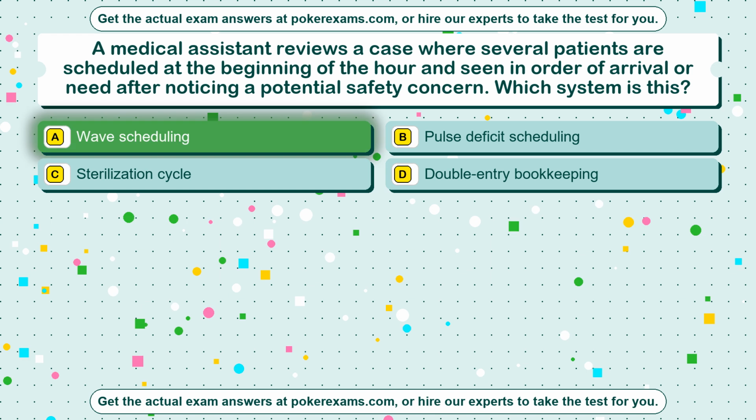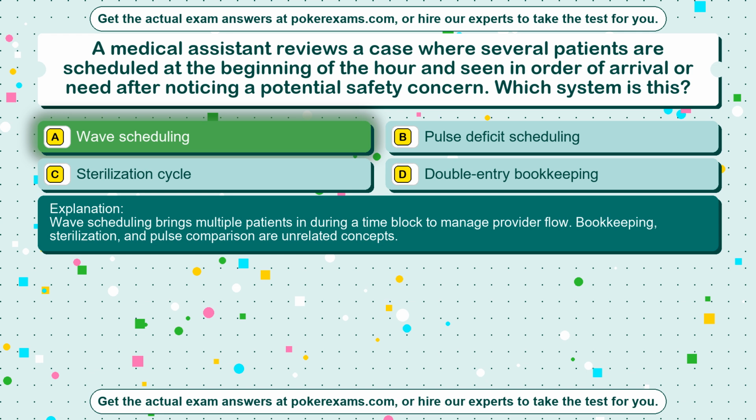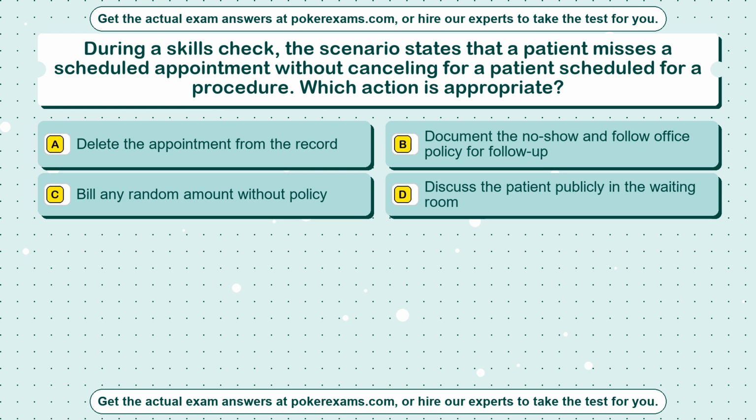The correct answer is option A, wave scheduling. Wave scheduling brings multiple patients in during a time block to manage provider flow. Bookkeeping, sterilization, and pulse comparison are unrelated concepts.